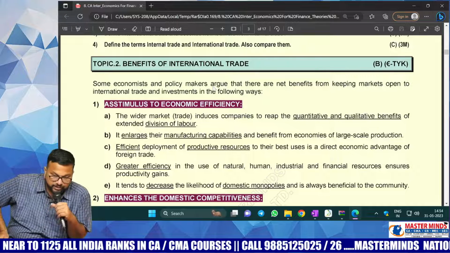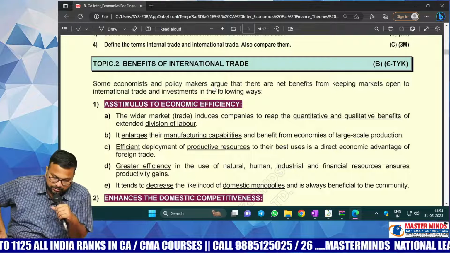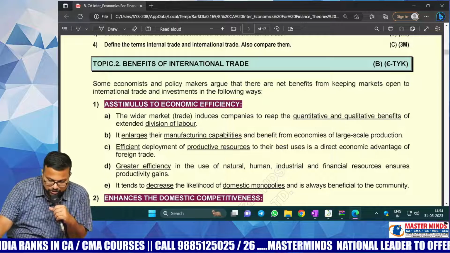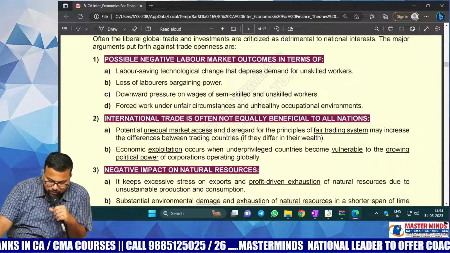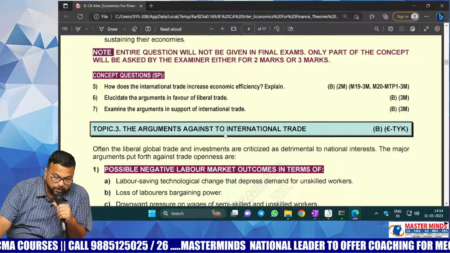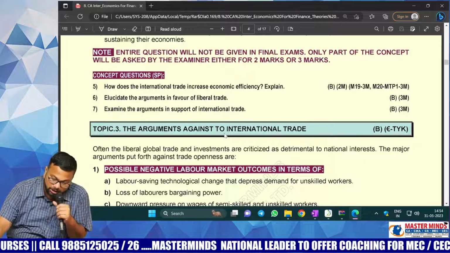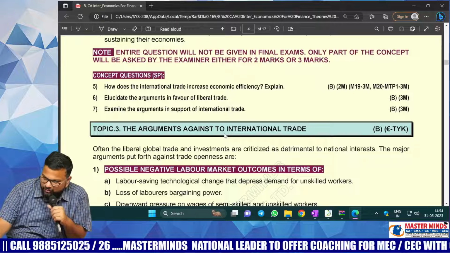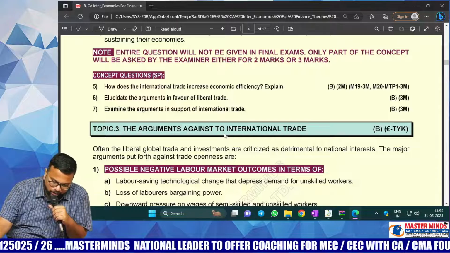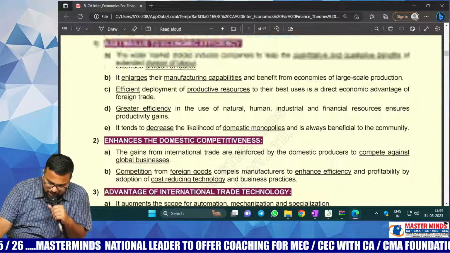So, benefits of international trade. In this question we are going to learn some of the benefits of international trade. In topic 2 we are going to learn about arguments in favor of international trade. And in question number 3 we are going to learn about disadvantages or arguments against international trade.